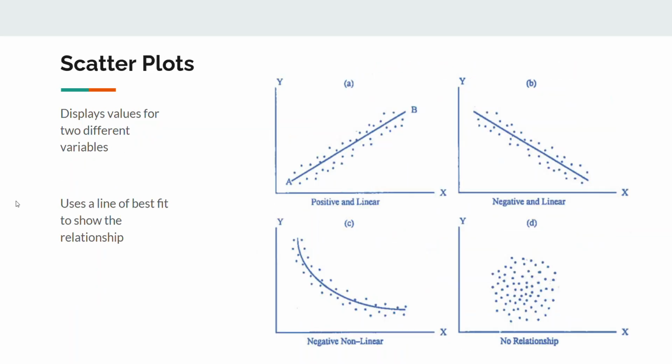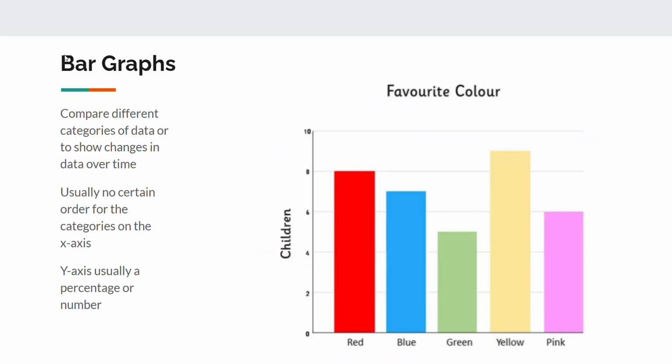Next we have a bar graph. This is comparing different categories of data, or maybe showing changes of data over time. In this graph, we are looking at favorite color. If you don't remember, the x-axis is the horizontal, and the y-axis is the vertical. On the x-axis, we have the different colors voted on. And on the y-axis, we have the children. I'm guessing this was maybe in a kindergarten class, and the children voted on their favorite colors. So 8 kids said that their favorite color was red. Usually we see categories on the x-axis and then numbers or percents on the y.